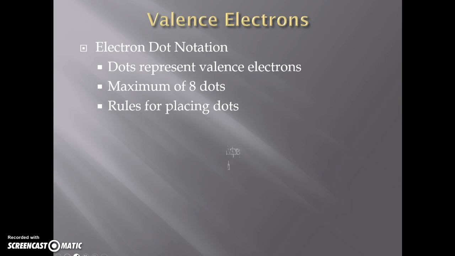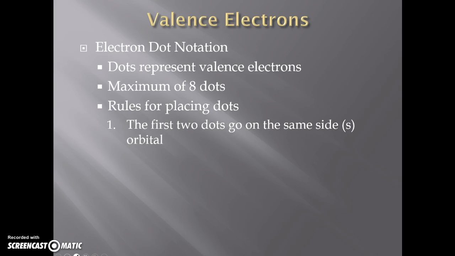So what are the rules for placing dots? Well, the first rule is the first 2 dots go on the same side. What you're going to do is write the symbol of the element, whatever that may be. We're going to use oxygen here in just a minute. The first 2 dots go on the same side because that side represents the s orbital. Remember, there's only one orbital in the s sublevel, so we're going to put them both there.